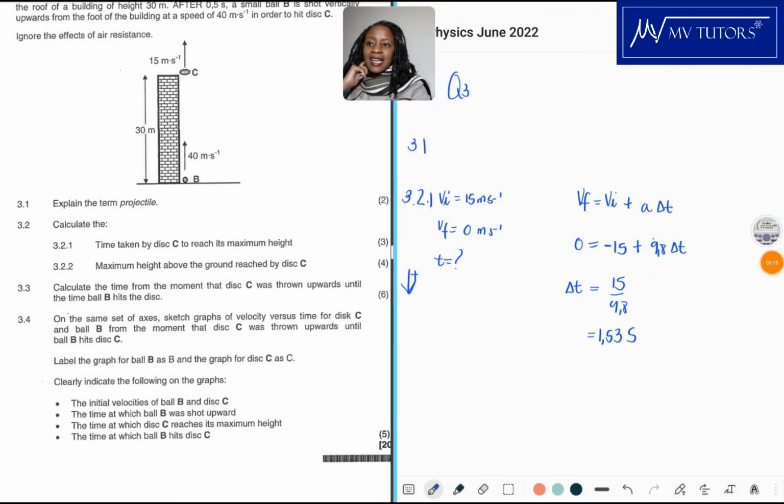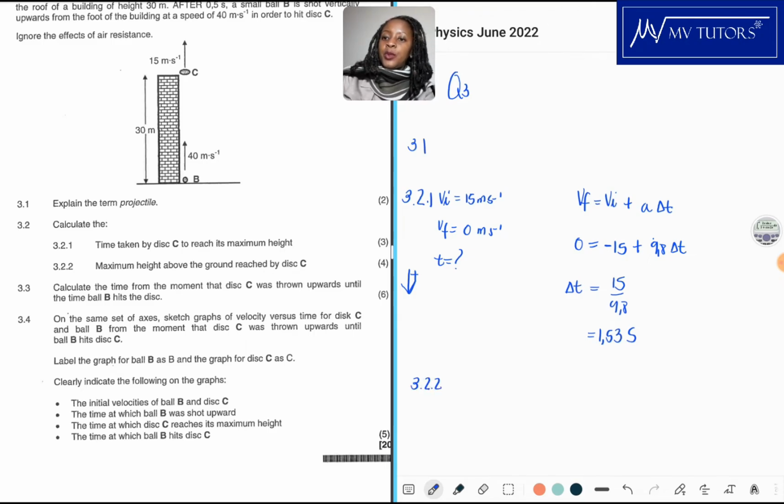Then 3.2.2 says calculate the maximum height above the ground reached by disk C. We know the time it took for it to reach its maximum height. Now we need to calculate the height.